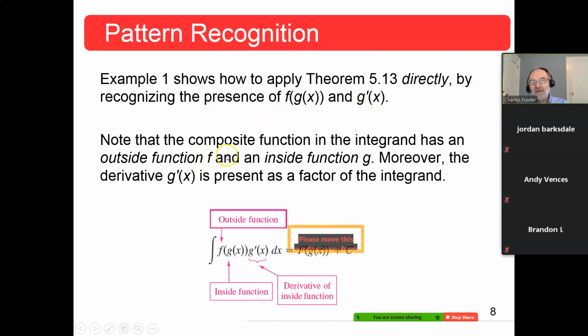Note that the composite function in the integrand has an outside function f and an inside function g, just like we talked about it in the chain rule. Moreover, the derivative g prime is present as a factor in the integrand. So the outside function is f, the inside function is g, and the derivative of g is here. And if that's the case, then you can, they say, go immediately to the antiderivative of f, evaluated at that innermost function, g, and remember to put your plus c.